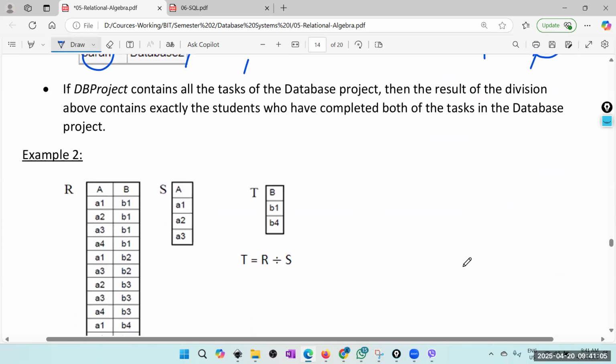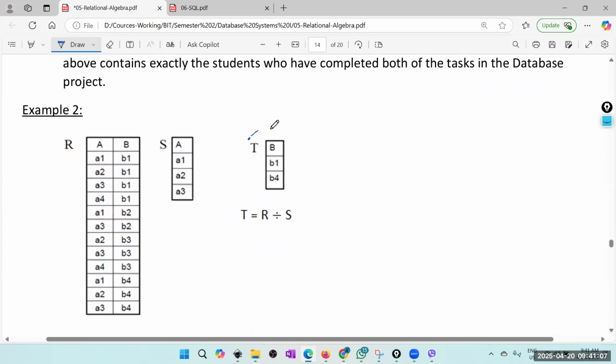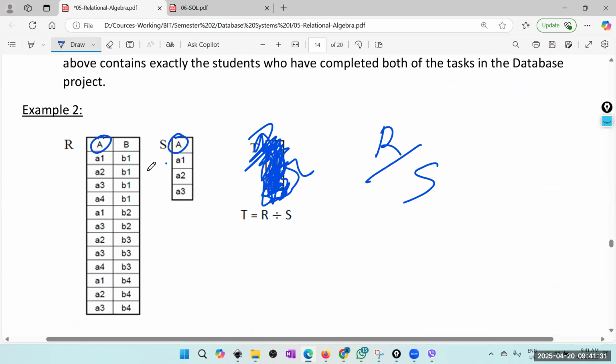Right. So this is the easier one. Forget about this. You need to do R divided by S. Write down R divided by S. Of course, this is the answer. I just shaded it. So that means you need to take a value from A because A is the common field, and see whether it is related to all the records here. If it is related to all the records here, you take it. But if it is not related to all the records here, you don't take it.